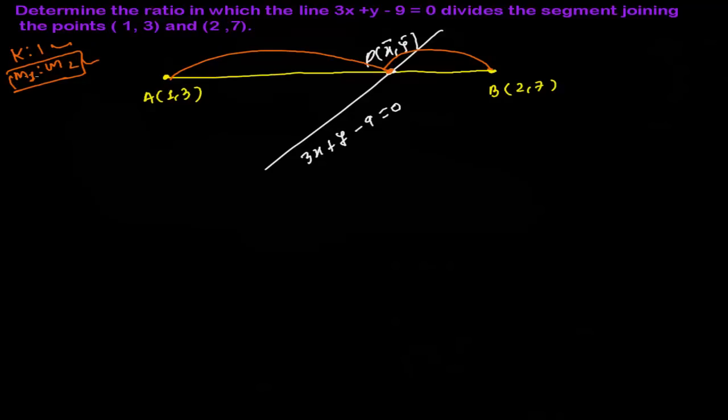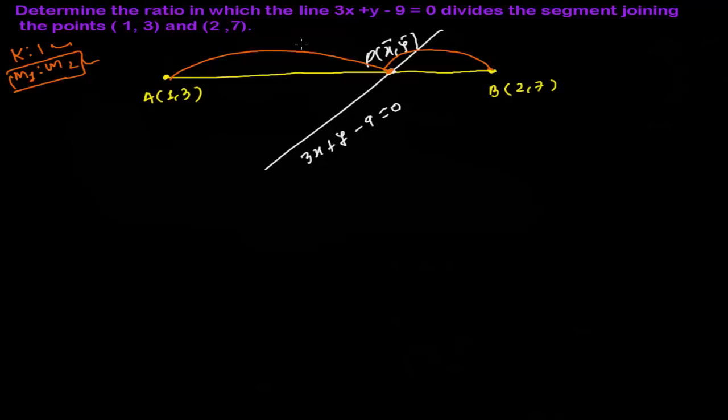This will be maybe a little bit lengthy. This k ratio 1 will be a little bit shorter and faster, I feel. So I'll be doing this by k ratio 1 first, and then by m1 ratio m2. Whatever you feel easy, do it that way. Both are actually the same. k ratio 1 is a kind of modified version of the section formula, because there is only one variable k, whereas here there will be two variables, so it may be a little bit hard on your brain.